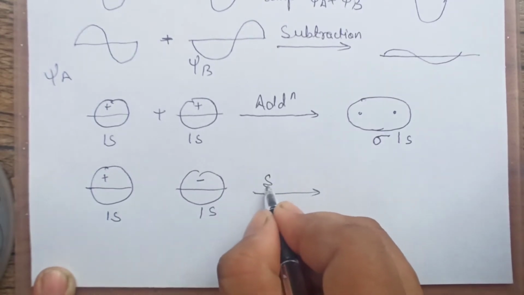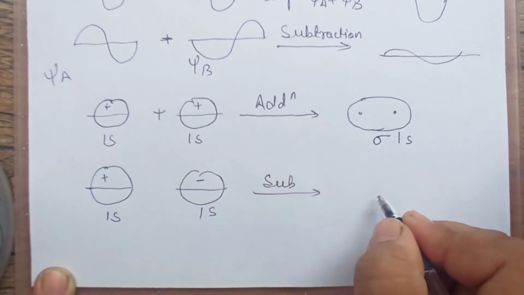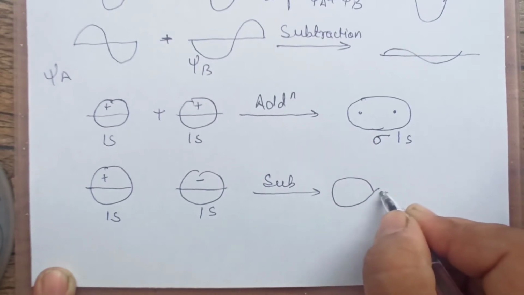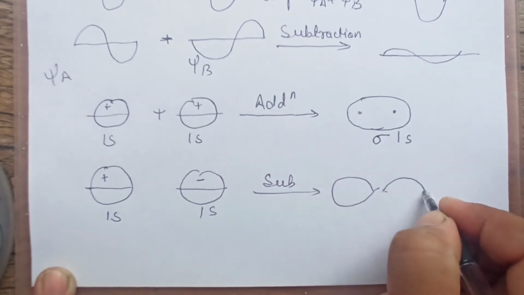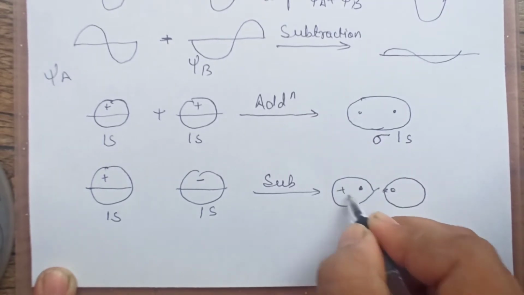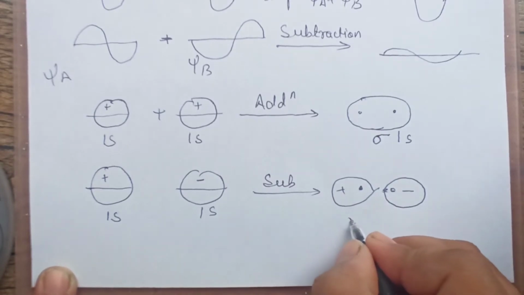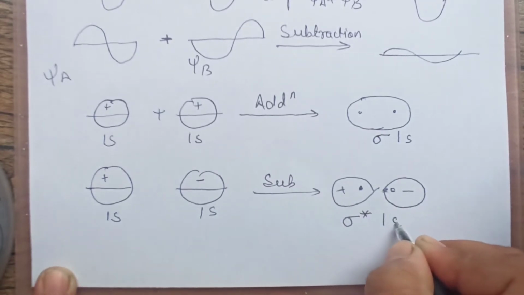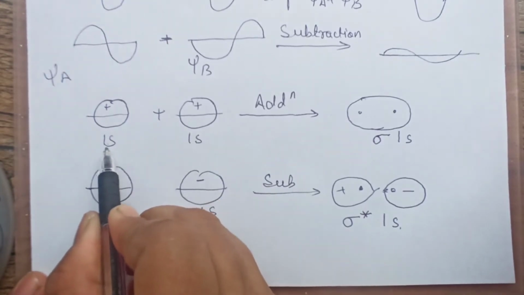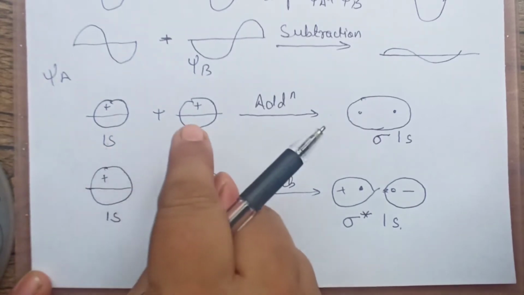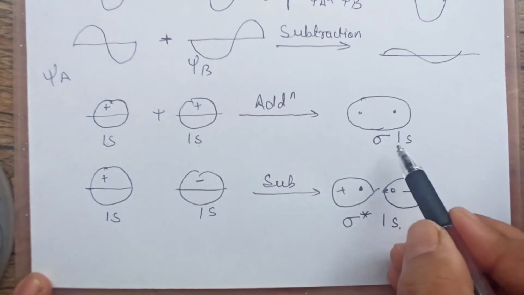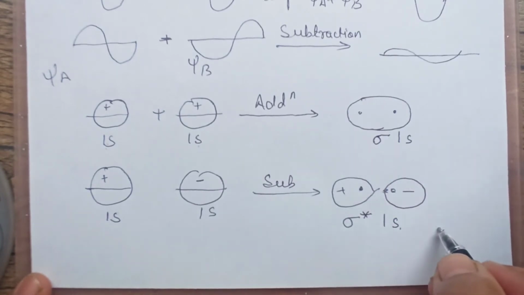So there is subtraction. When there is subtraction, we will not combine their lobes. We are going to write them like this, with a gap shown in between them. Plus and minus we are going to show. This is written as sigma star 1s. This is for one atom, this is for another atom. So 1s of one atom combines with 1s of another and forms two molecular orbitals, which are called sigma 1s and sigma star 1s.